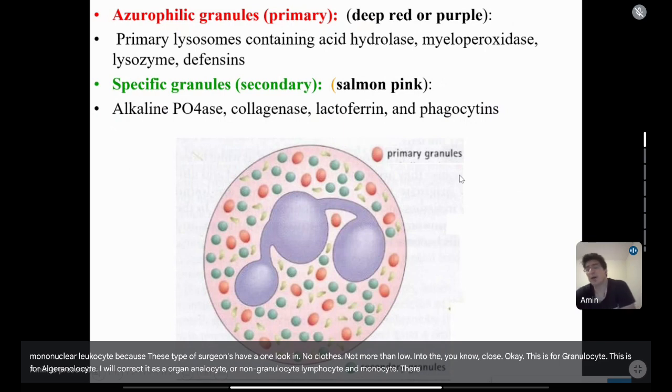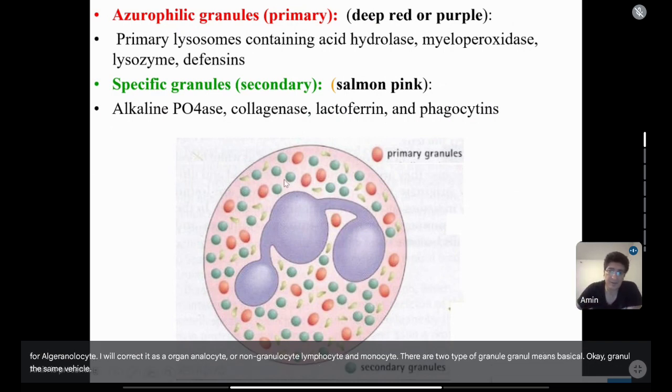There are two types of granule. Granule means vesicle. Okay, granule, the same as vesicle, like this. All of these are granules. There are two types of granules: azurophilic granules, or primary granules. The color of this type of granule is deep red or purple.